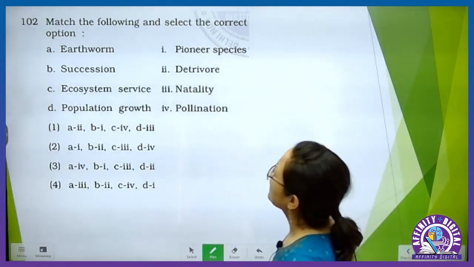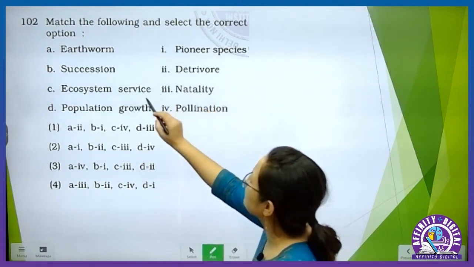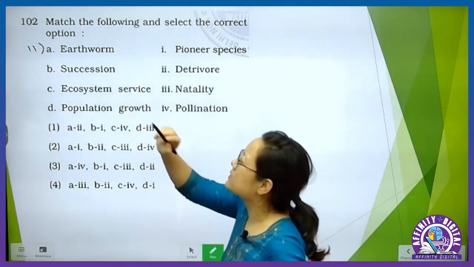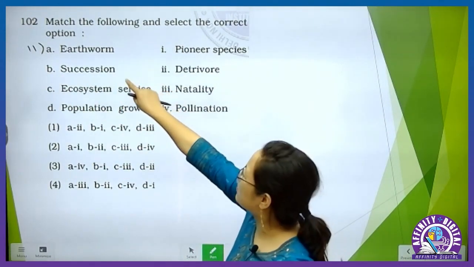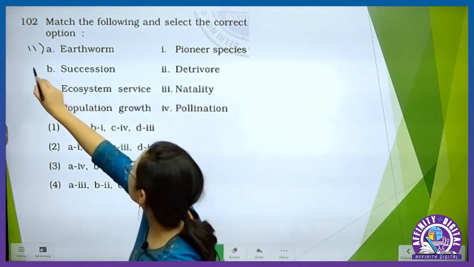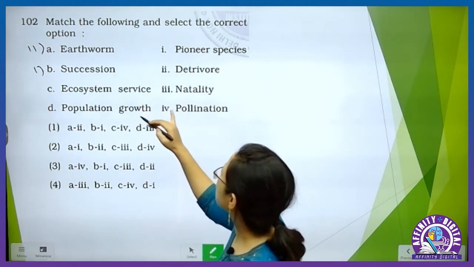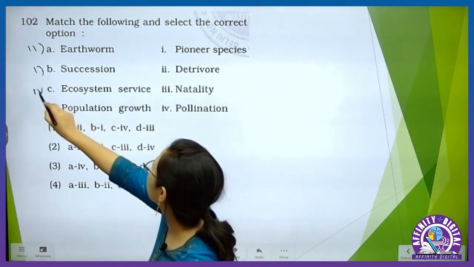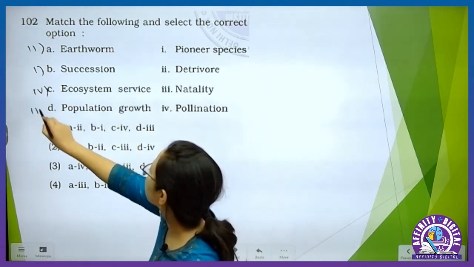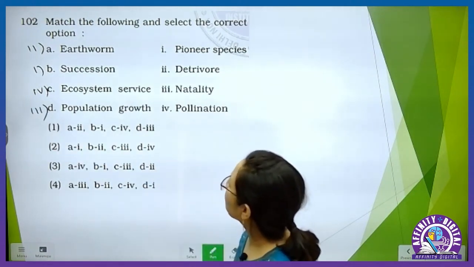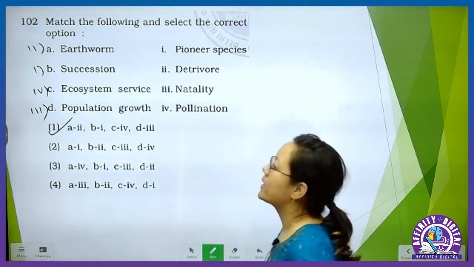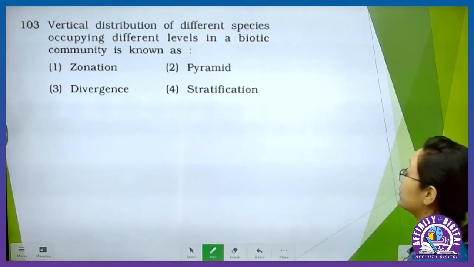Match the following. Okay, here earthworm should be detritivore. A should be 2. Succession, in fact this part is deleted, but in this question this term has come up. Anyways, succession should be pioneer species, B1. Ecosystem service should be pollination, C4. Population growth should be natality, D3. So A2, B1, C4, D3. Answer should be 102. Next question.